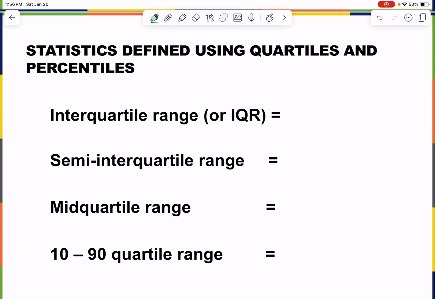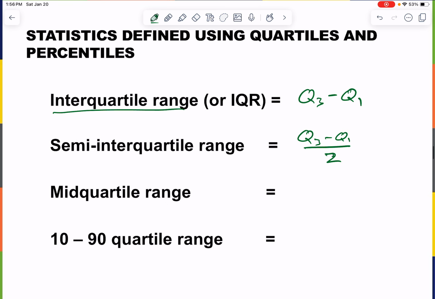All right, statistics defined using quartiles and percentiles. Okay, so there's a few different statistics here. These are all descriptive statistics. Interquartile range, or the IQR, that is going to be Q3 minus Q1. Whatever that value is, that is your interquartile range. Semi-interquartile range, well, that's just going to be the interquartile range divided by 2. Half of that.